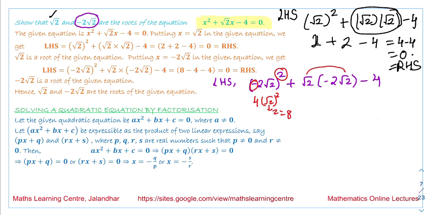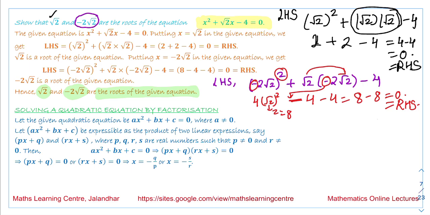Next we have root 2 and root 2. First of all we have this minus sign over here. Then root 2 into root 2 is 2, and 2 into 2 is 4, minus 4. So the answer we have is 8 minus 8, that is equal to 0, and that is equal to RHS. So we are saying that both these values, square root 2 and minus 2 root 2, are the roots of the given equation.